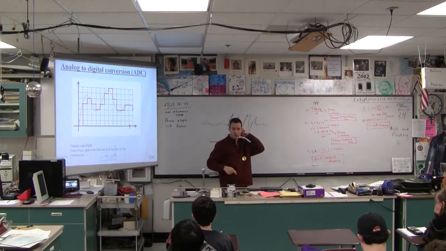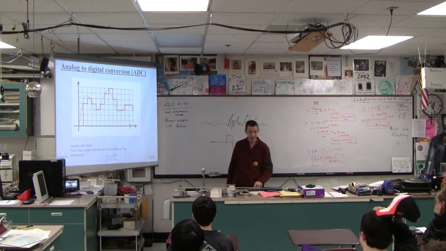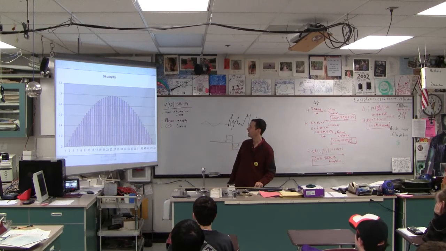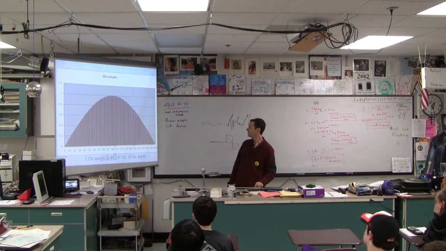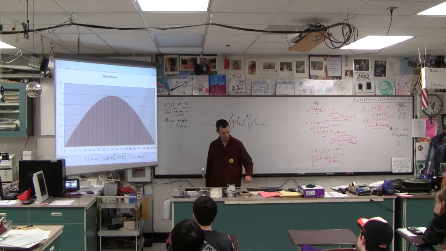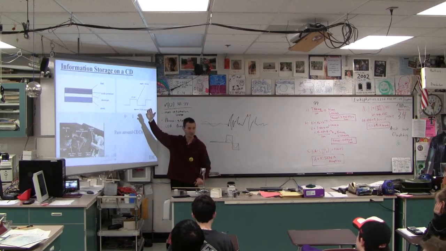So how is it physically represented on the disk, and how does the laser read it? Here's a sine wave with 10 samples, 25, 50 samples, 200 samples, baby. So CDs sample really, really fast. And then the question is, how does it actually do it on the disk?